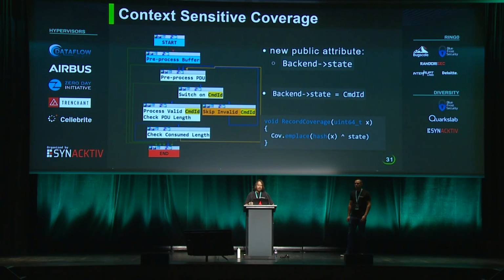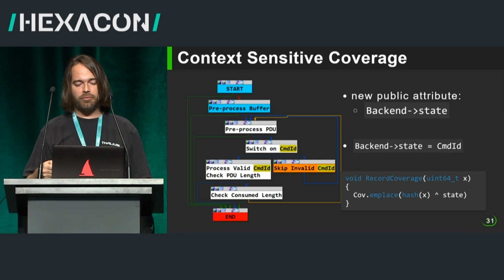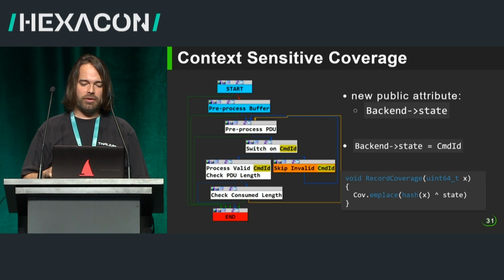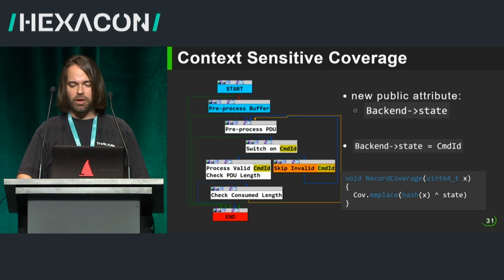And we wanted to go further and implement context-sensitive coverage in order to have the exploration of the code independent for each PDU, because even if they have different handlers, they might reach the same part of the code, and then we want coverage to be recorded independently. So for that, we just added a public attribute to the backend. We set this attribute at the start of our loop, in the same hook as before, to the current command ID. And when recording coverage, we just combined the edge coverage with this context in order to get context-sensitive edge coverage. This is really easy to do with Bochs CPU, and we enjoyed working with that.